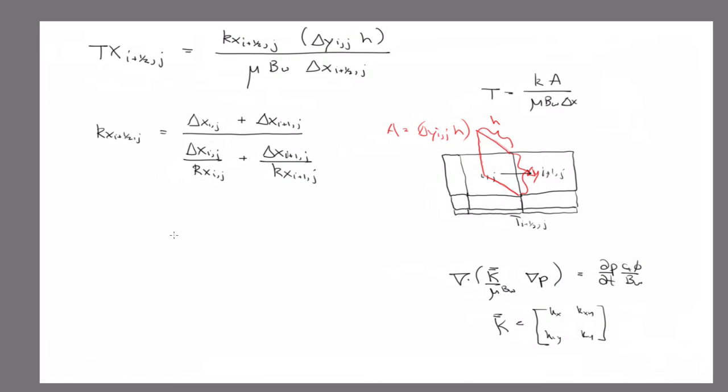So anyway, our grid aligns with the principal directions of the permeability tensor, such that you just have kx and ky. In this case, the interblock permeability is that in the x direction, and likewise in the y direction, we're going to have interblock transmissibility.